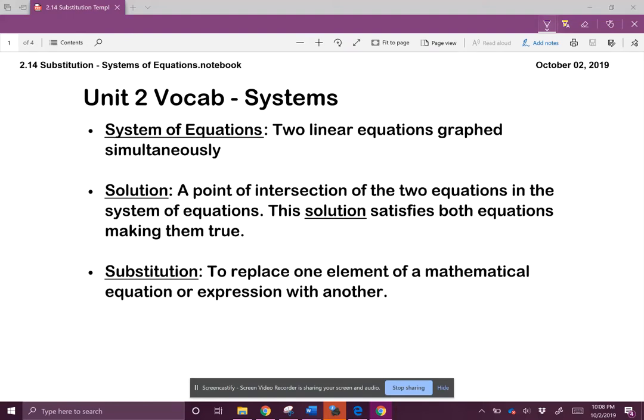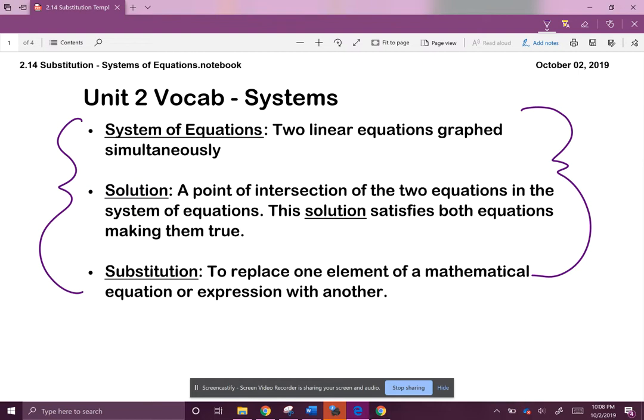This video is over systems of equations and specifically solving by substitution. Just to review some of the vocabulary that you reviewed in your last video and then our new one down here about substitution. A system of equations is two linear equations graphed simultaneously, which just means at the same time. A solution is the point of intersection of the two equations in the system. The solution satisfies both equations, making them both true.